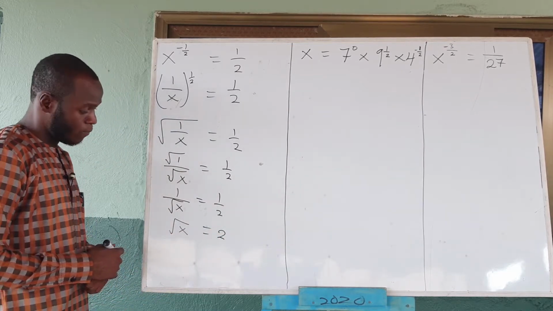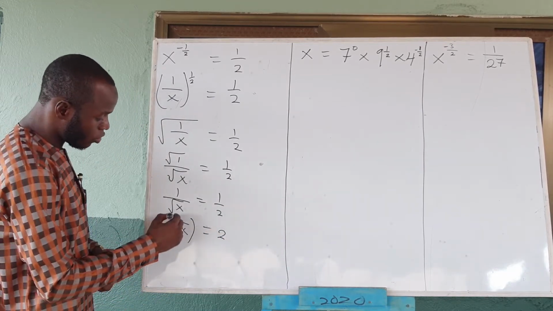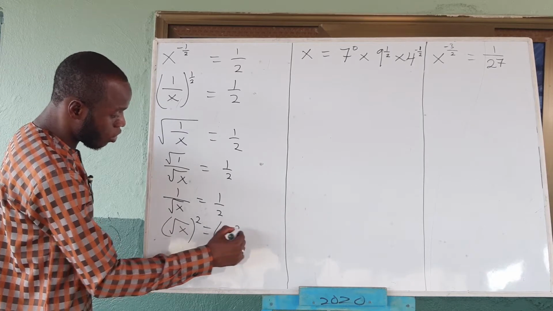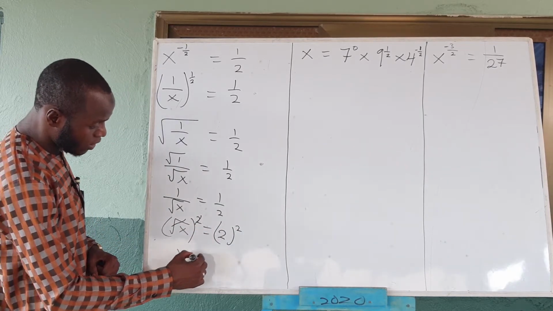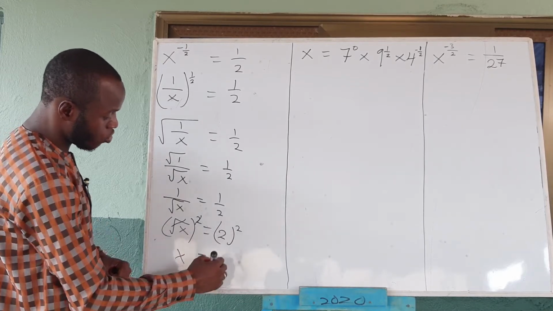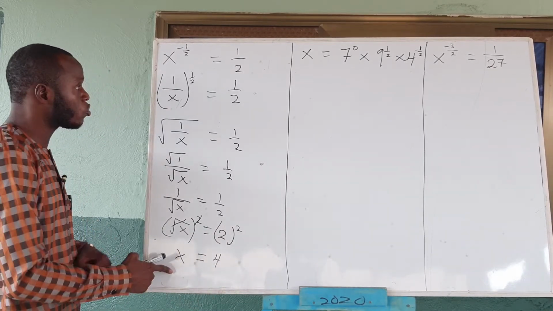In order to get our x here, all we need to do is to square both sides of the equation. This square will get rid of the square root here, and we will be left with x equal to 2 to the power 2, which will give us 4, and this will bring us to the solution of this question.